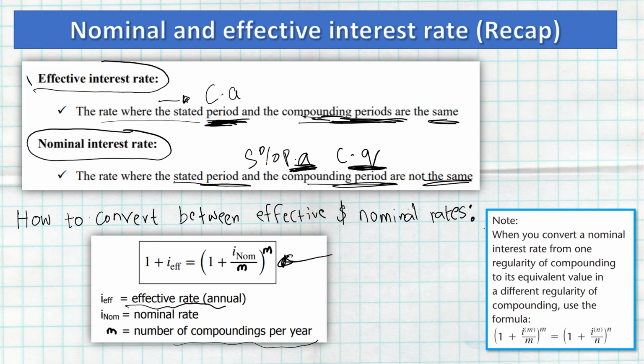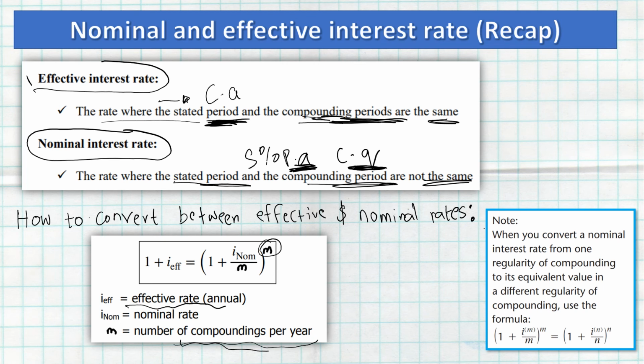For example, if they are compounding monthly, where there is m, I'll divide by 12, and also where there is m at the exponent, I'll put 12. Because it's monthly, it's the number of compounding periods. If semi-annually, I'll divide my nominal by 2, and also put 2 there at the exponent.